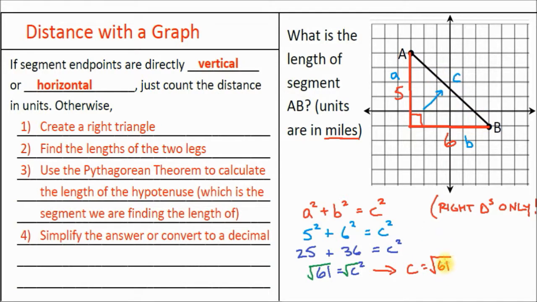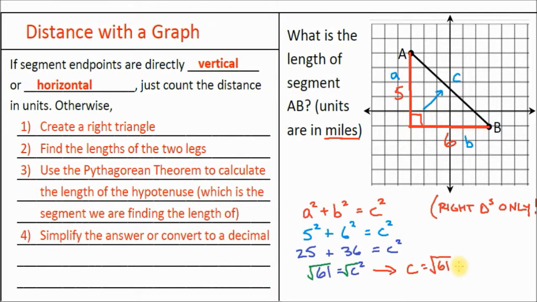Now usually on a test or on a homework, I'm going to want you to convert this to decimal. Like if I asked you, how far is it from school to your house? You're not going to say the square root of 102. You're going to give me the approximate miles or some other measurement to tell me how far it is to your house. So let's do this. If you plug the square root of 61 into your calculator, you're going to get a decimal answer, and we're going to have to round this answer.